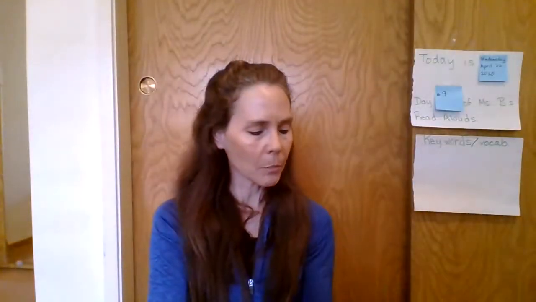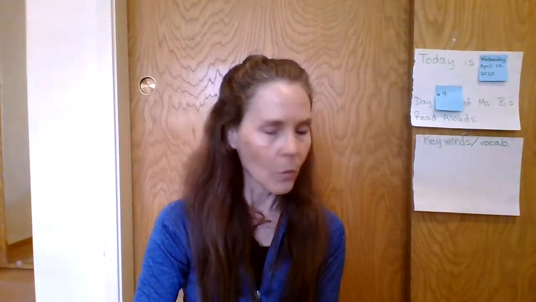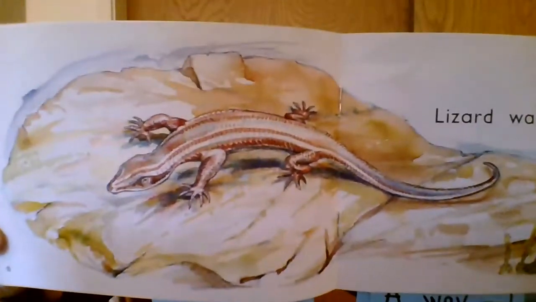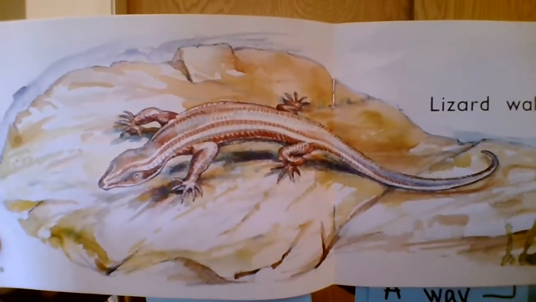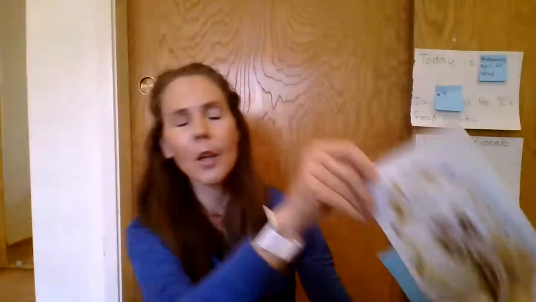So as you're looking at the picture, start to think about what might be going on in the story. When we're reading this type of level book, the pictures help us understand the words. They give us context clues.